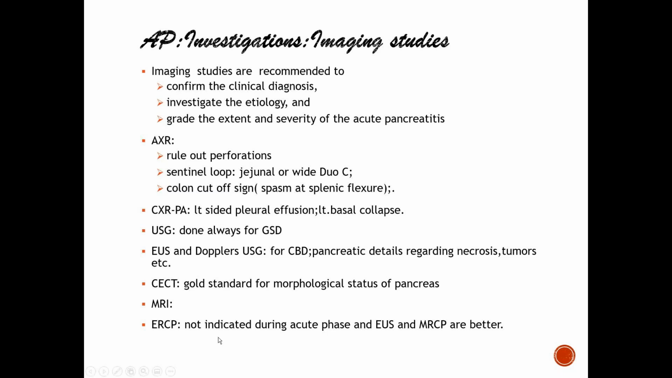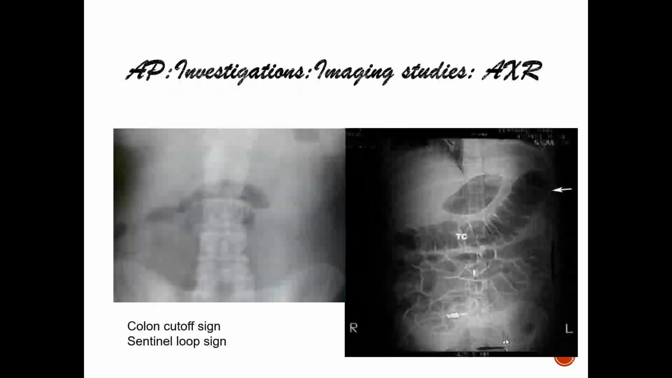ERCP is not indicated during the acute phase, and endoscopic ultrasound and MRCP are better imaging methods in a patient with acute pancreatitis. Now see, we're talking about the sentinel loop. See the sentinel loop? You can see it out here, and there's a colon cut-off sign. So there's the splenic flexure. This is the air trapped inside the transverse colon. So that's the transverse colon. That's the sentinel loop sign, and that's the colon cut-off sign.